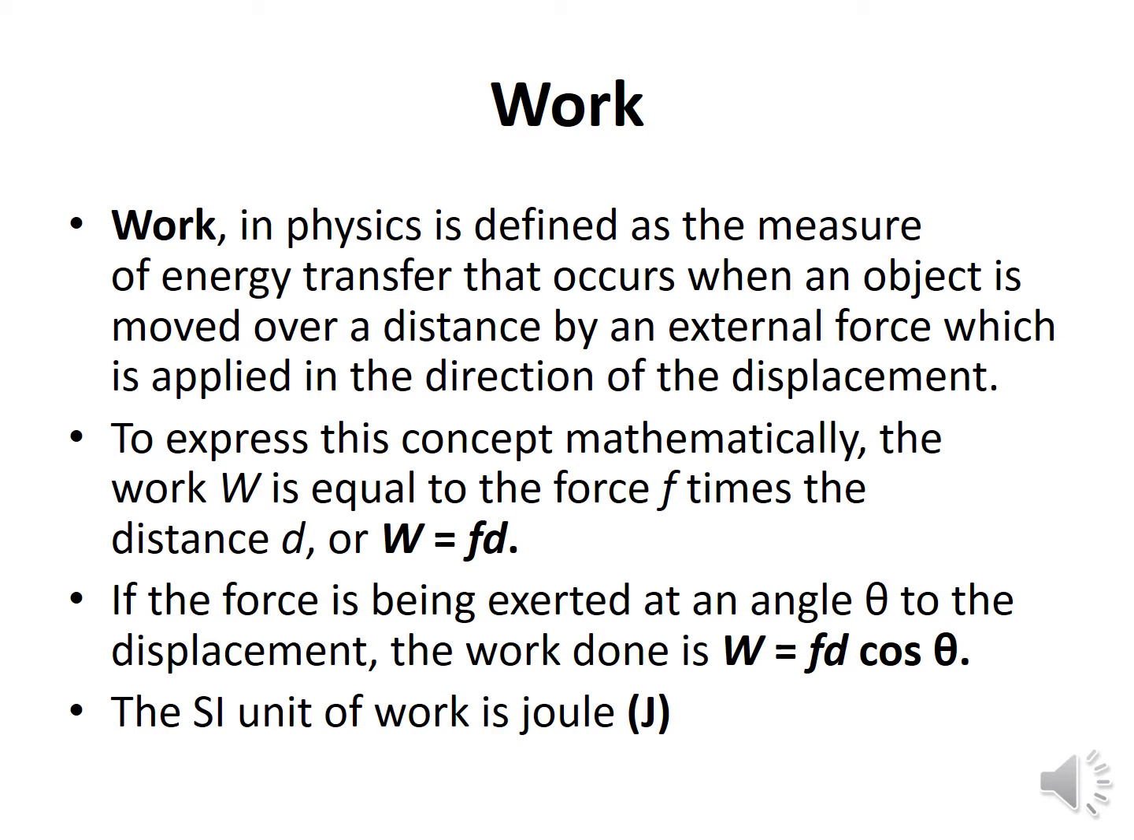Now, if this force is being exerted at an angle along the x-axis, then work done is equal to F times D times cos theta. W = F D cos theta. The unit of work is the joule, and 1 joule is equal to 1 Newton meter. Joule, in other words, is defined as the work done by a force of 1 Newton in moving a body through a distance of 1 meter in the direction of the force.